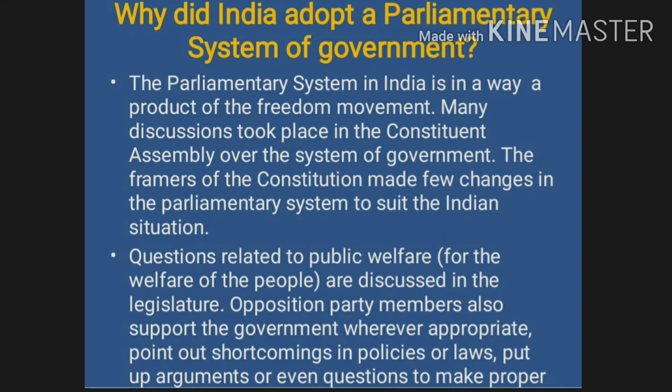So questions related to public welfare, for the welfare of the people, are discussed in the legislature, and then the opposition party also sometimes supports the government if the ruling party's points are correct. In that case also, the opposition party points out shortcomings in these policies and laws, and then again puts up studied arguments and questions, and finally this definitely helps the legislature to make proper laws.